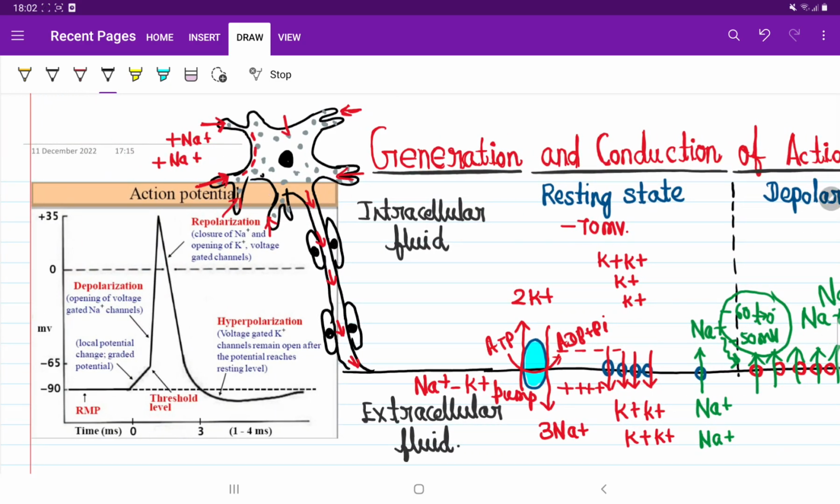So this process will happen here: depolarization, then repolarization, then at the same point hyperpolarization, then the next point will be depolarized, then the next point will be depolarized, depolarization, depolarization, depolarization.